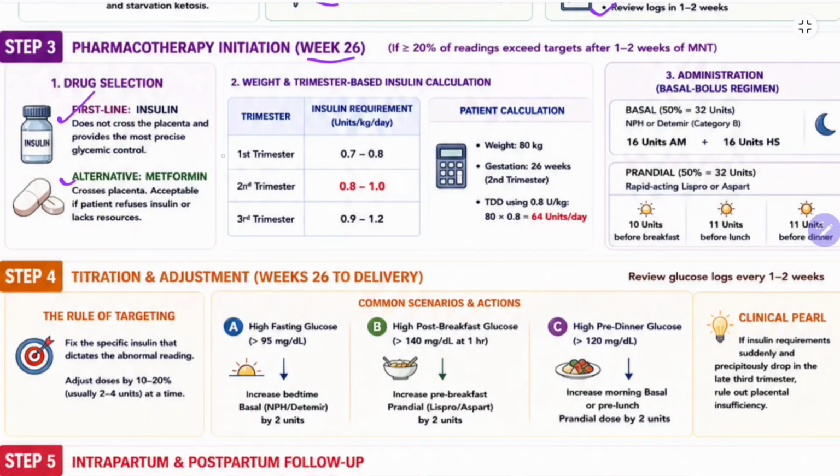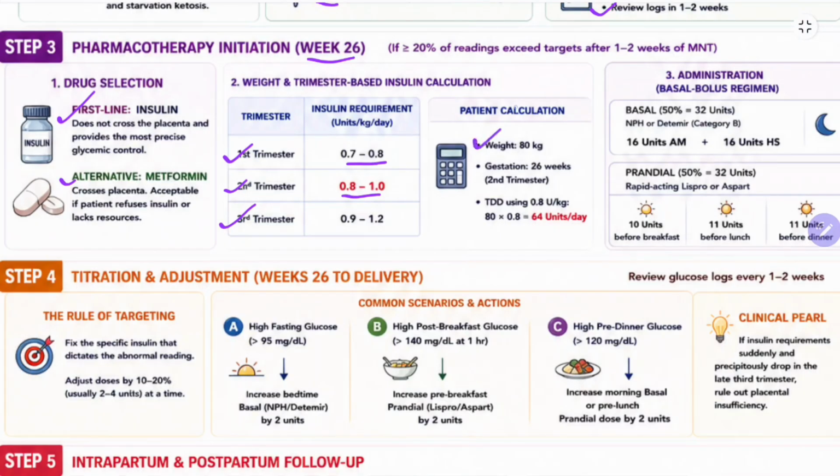First trimester insulin requirement is 0.7 to 0.8 units per kg per day. Second trimester it is 0.8 to 1 units per kg per day. Then third is 0.9 to 1.2. First trimester 0.7 to 0.8, second trimester 0.8 to 1, third trimester 0.9 to 1.2 units per kg per day is the dose.